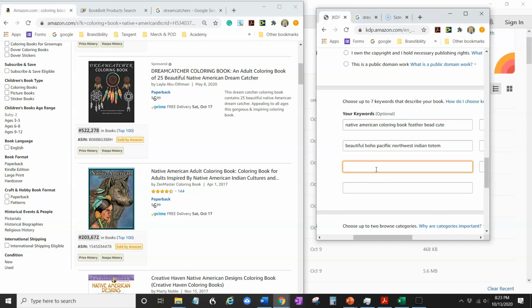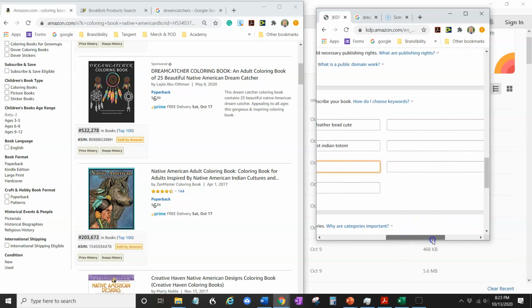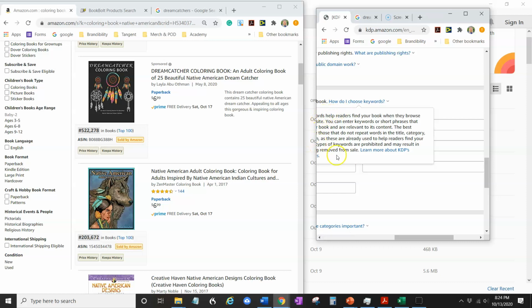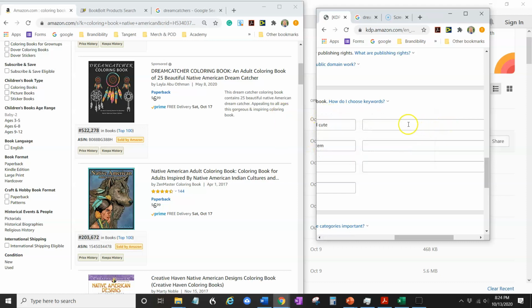And I just start going through and filling those out. Now, I always save one of these blocks to describe my cover. So if I had a red, blue, green, multicolored dream catcher, I would use those words to describe my cover.